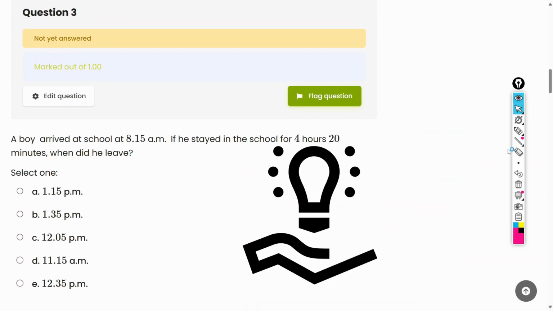A boy arrives at school at 8:15 a.m. If he stayed in the school for 4 hours 20 minutes, when did he leave? So we want to add 4 hours 20 minutes to 8:15 a.m. So 8:15 a.m. and then 4 hours 20 minutes. We are adding.